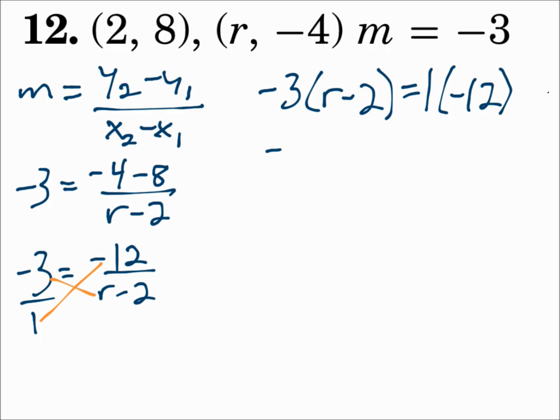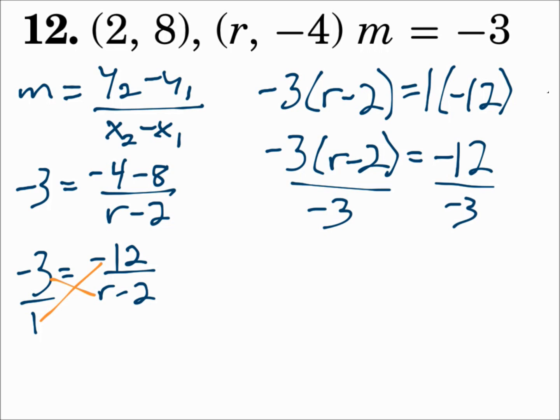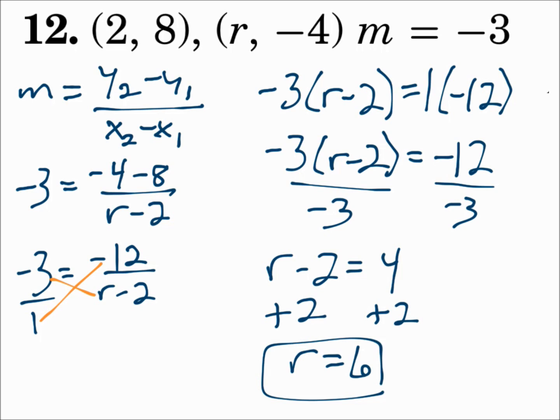One times negative 12 is negative 12. And I'm going to do what I did the last time, and instead of doing the distributive property, I'll go ahead and just divide both sides by the negative 3 now. Since it's negative 3 times the whole piece where the r is, let's divide both sides by the negative 3. They cancel on the left, leaving r minus 2. And negative 12 divided by negative 3 is 4. Now you've got r minus 2 equals 4. Let's add 2 to both sides to cancel out that 2, and r will equal 6.